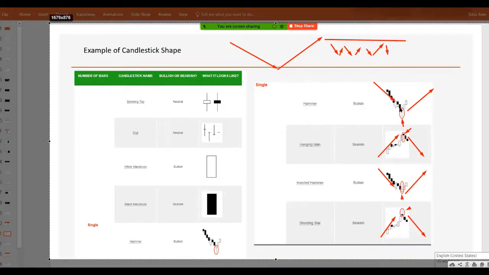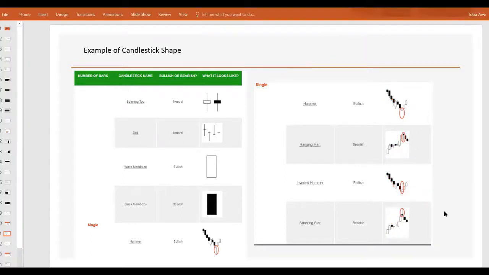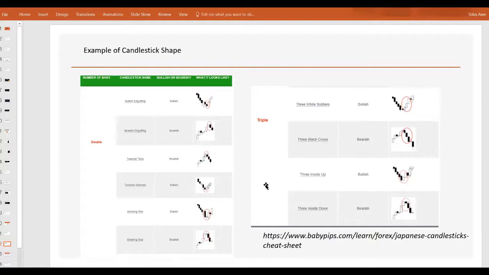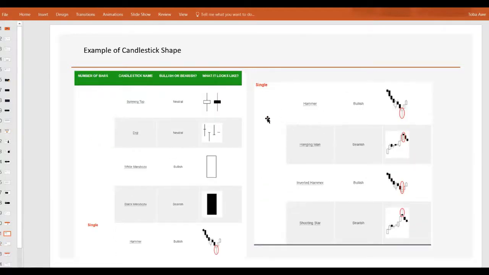So look at the similarity, look at the contrast here. The armor formed after a downward trend signifies an upward trend. The armor candlestick formed after an upward trend signifies a downward trend. Then an inverted armor formed after a downward trend signifies an upward trend. An inverted armor formed after an upward trend signifies a downward trend. So all these things take time to understand. You just stare at it and watch it. So this is for single candle formation.